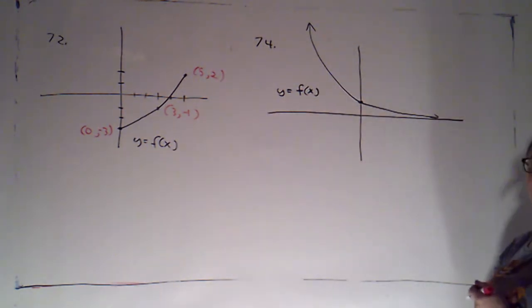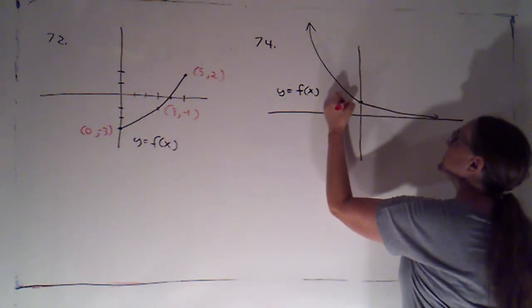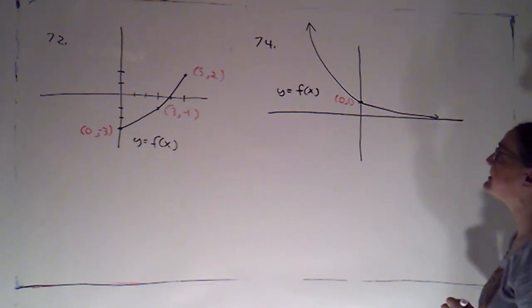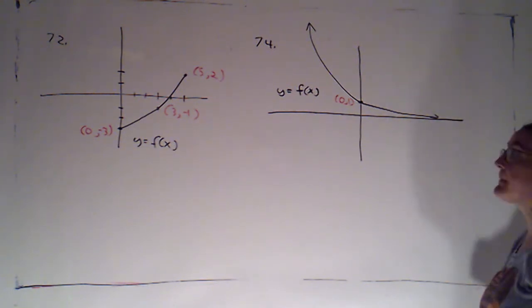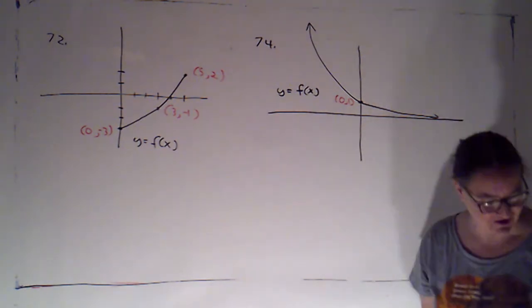For 74, there weren't a whole lot of points that were easy to read off, but I can see that the y-intercept here is (0, 1), and just notice that here the x-axis is a horizontal asymptote. Okay. So if you haven't already done this, pause the video and try to graph the inverse functions.